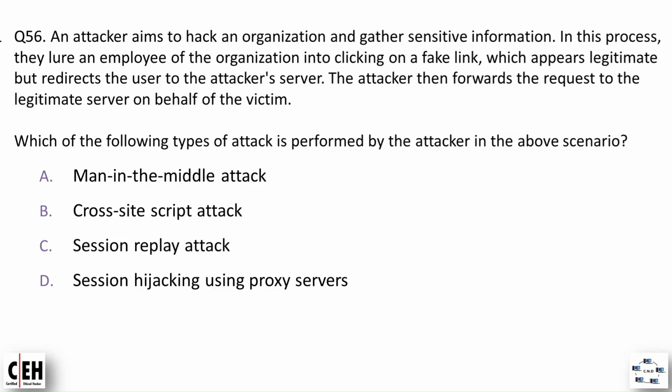Question number 56. An attacker aims to hack an organization and gather sensitive information. In this process, they lure an employee of the organization into clicking on a fake link which appears legitimate but redirects the user to the attacker's server. The attacker then forwards the request to the legitimate server on behalf of the victim. Which of the following types of attack is performed by the attacker in the above scenario? Option A, man in the middle attack. Option B, cross-site script attack. Option C, session replay attack. And option D, session hijacking using proxy servers.